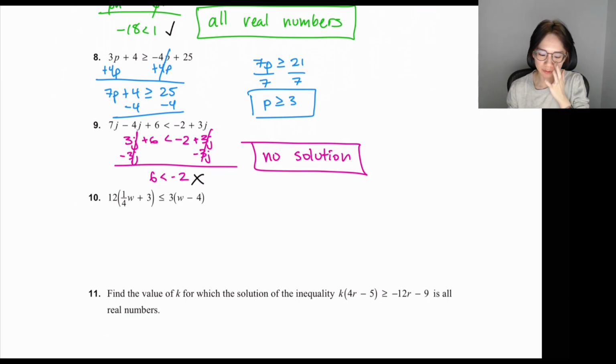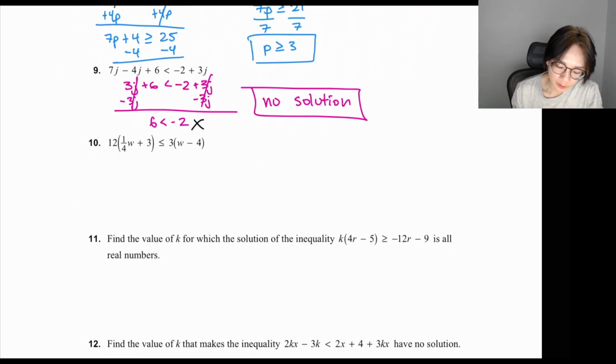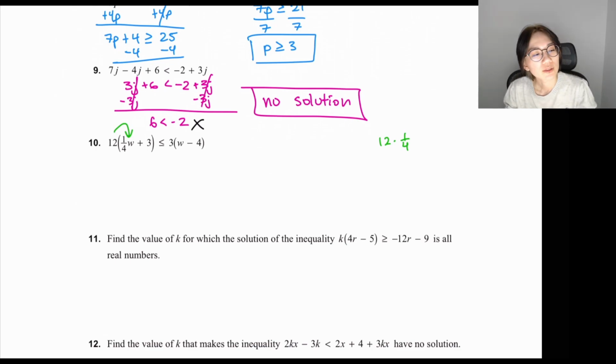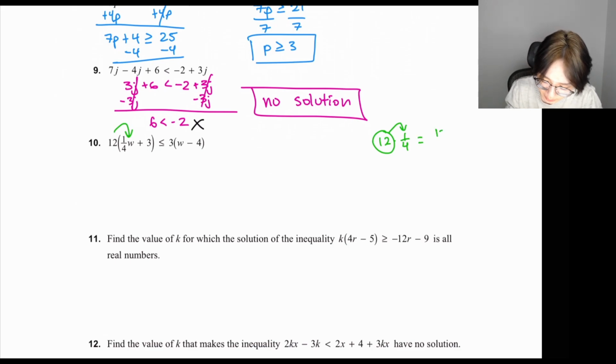And now this last one, we've got a bunch of distributive property here. We've got 12 times 1/4 w. I'll put this to the side right here. 12 times 1/4. The fastest way for me to explain this is, if you have a whole number multiplied by a fraction, it's the same thing as the whole number times the top number of the fraction. So this is the same as 12 times 1 all over 4, which is the same thing as 12 over 4. And 12 divided by 4 is 3.